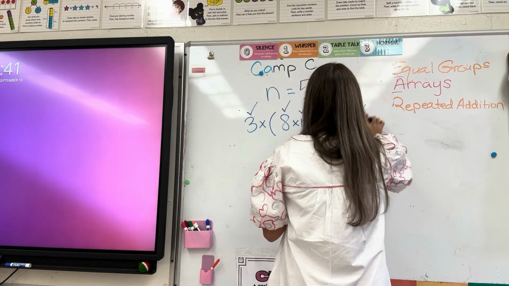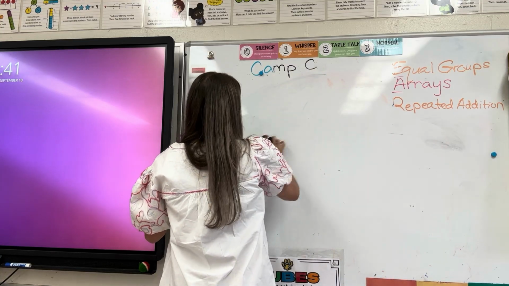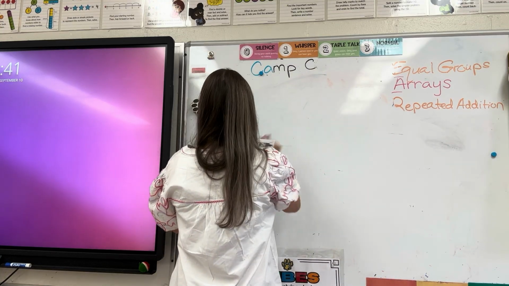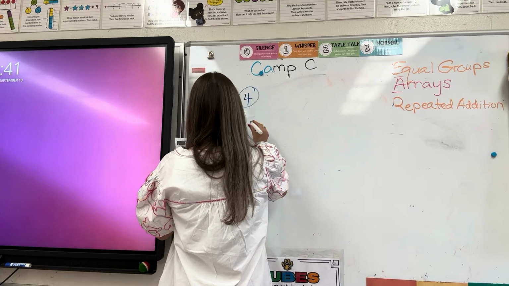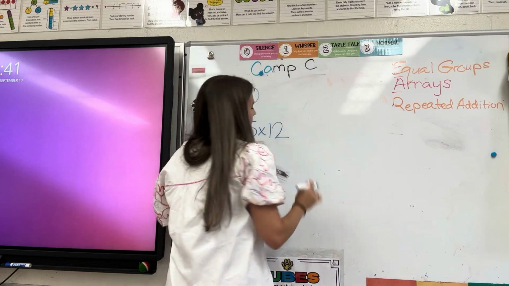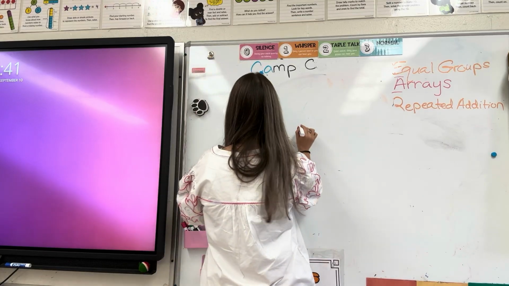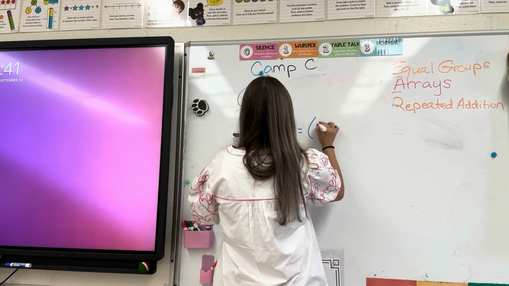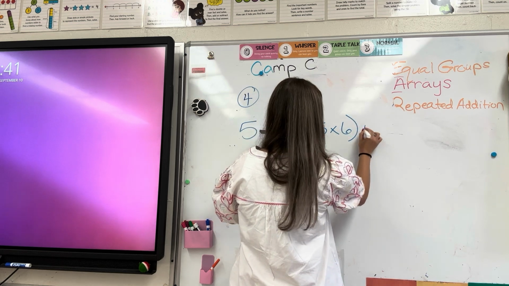Now we're going to go to number 4, guys. On number 4, we're using the distributive property. We have 5 times 12. Now, we haven't learned all the way up to our 12s yet, okay? So we're going to break it up and make it super easy on ourselves.